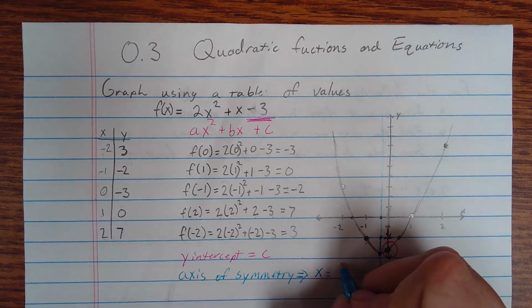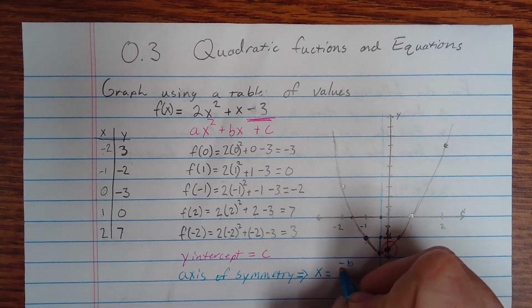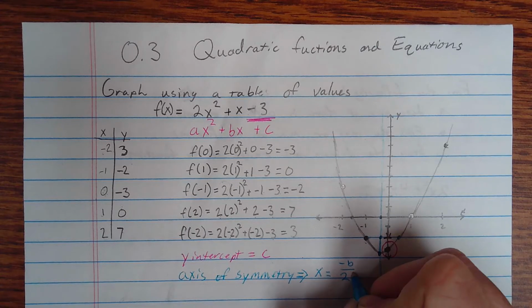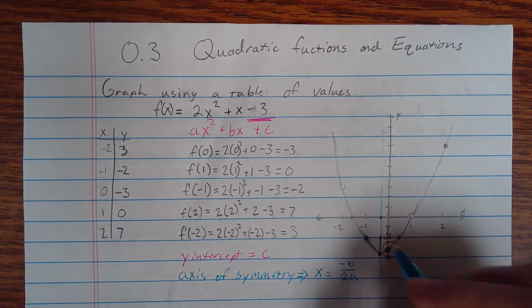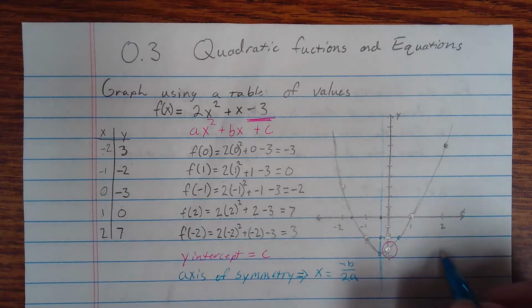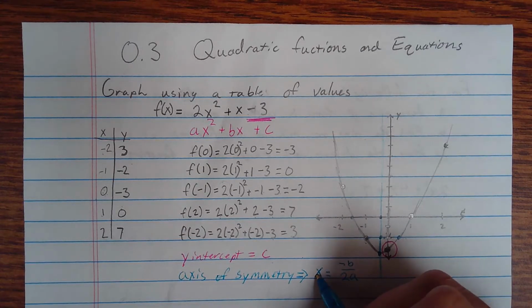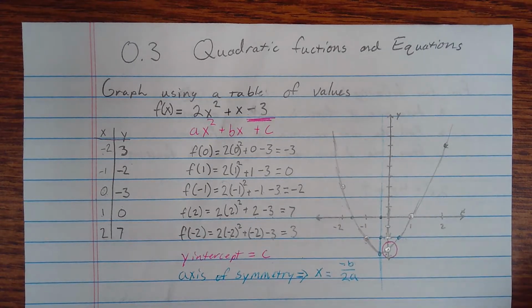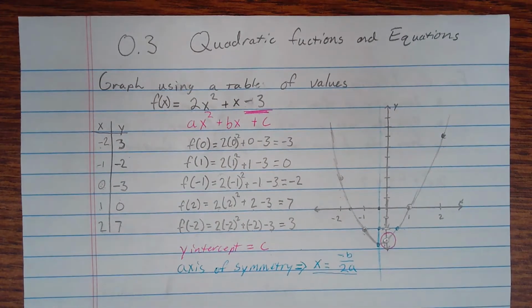We write it as x equals. And then the formula is like the first part of the quadratic equation, -b over 2a. And that's how I remember it, the quadratic equation, -b over 2a. Normally you'd have all this extra stuff over here to solve the equation. But this is the axis of symmetry. Now the nice thing is this is also the x value of the vertex.